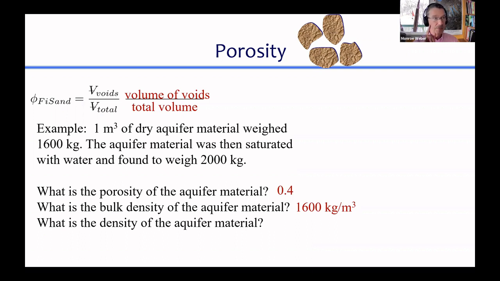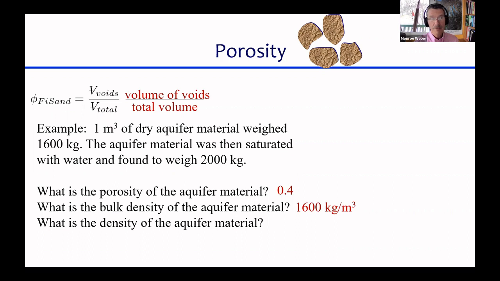And then, but we're also often very interested in what's the actual density of the aquifer material. So if it's sand, what's the actual density of the sand when we don't include the pores? And so this is a little more complicated. We have to figure out first, how much sand was there? Anybody know how many cubic meters of sand we actually had? We had 1 cubic meter of pores plus sand.